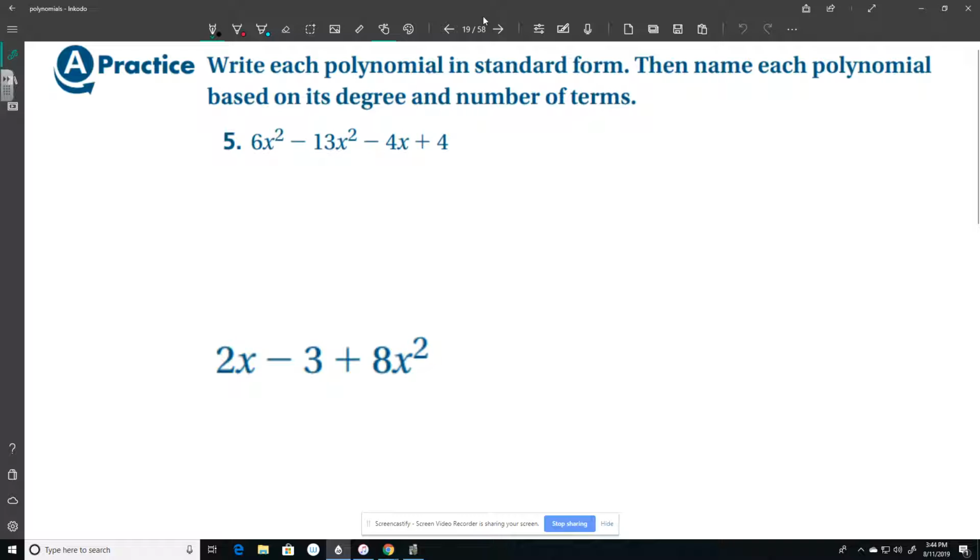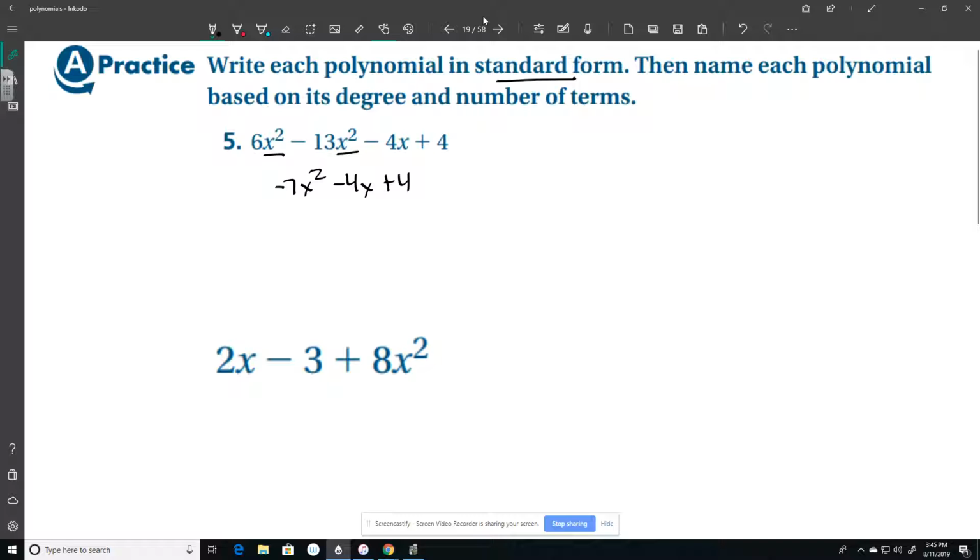So first of all, we need to simplify it. We have 6x squared minus 13x squared. So the x squareds, those can actually go together, combine like terms. 6 minus 13, that's negative 7x squared. And then I have minus 4x plus 4. Nothing combines with those because this is x's and this is no x's. And then to be in standard form, we make sure biggest exponent comes first. So negative 7x squared minus 4x plus 4. Those get smaller as we go.